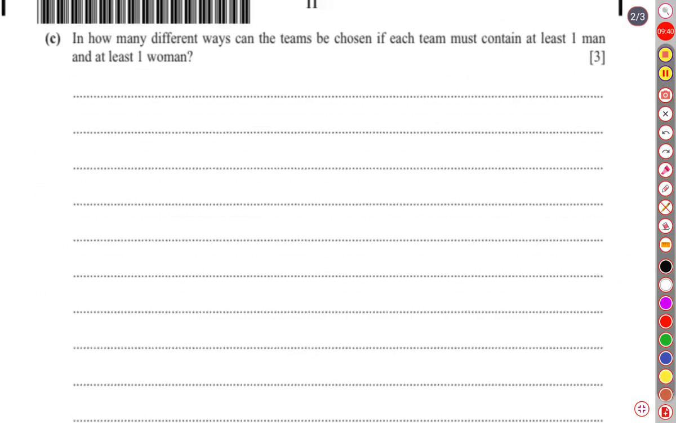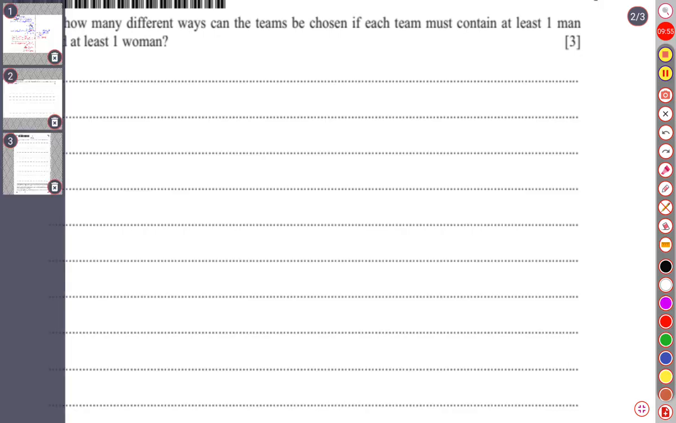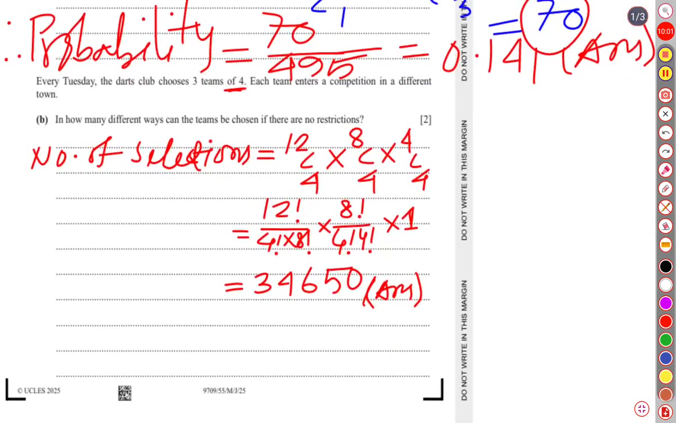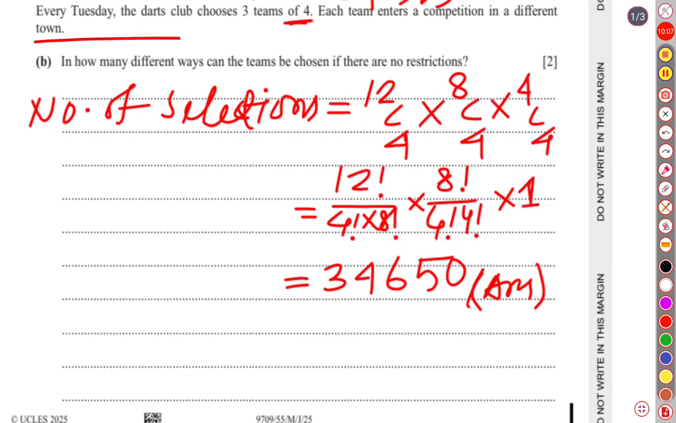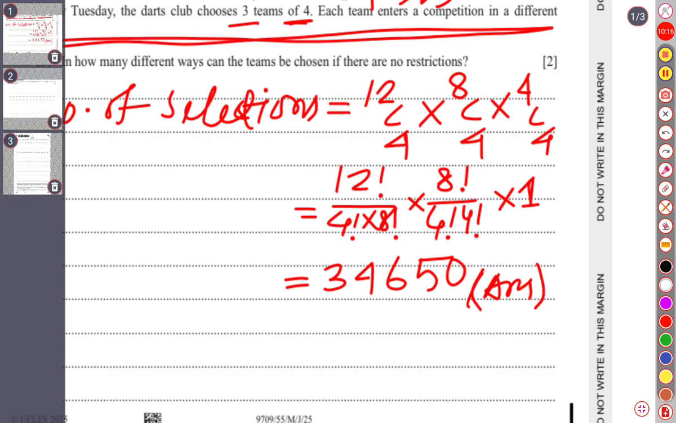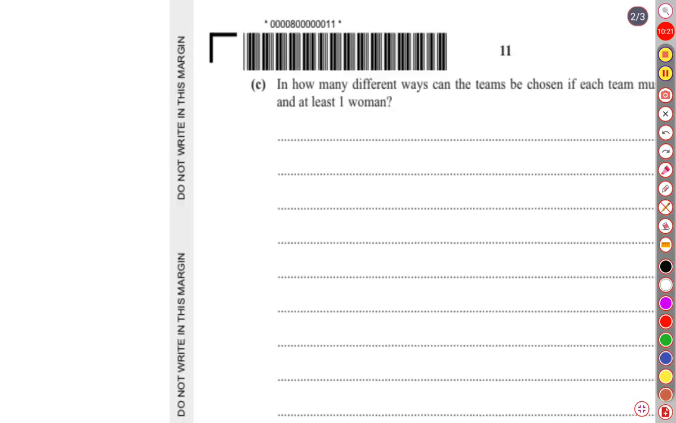For C, we have to find in how many different ways the teams can be chosen if each team must contain at least one man and at least one woman. We should not forget that in the previous one there were three teams. We are still under the same scenario: every Tuesday the darts club chooses three teams. Remember, there will be three teams of four.